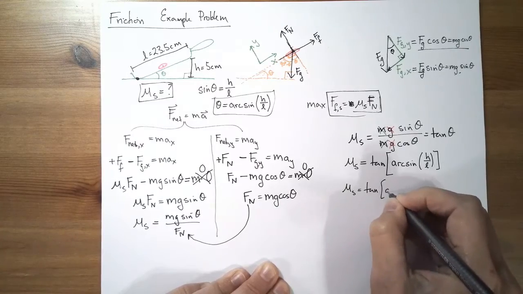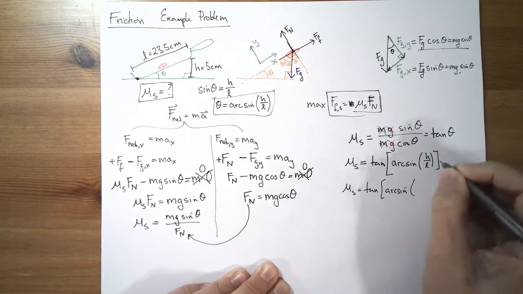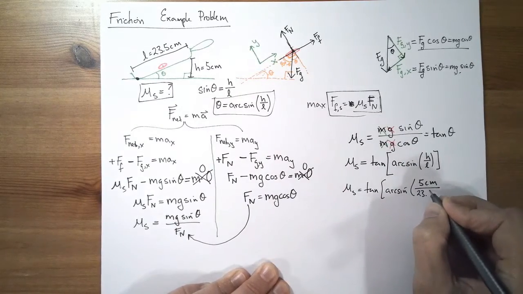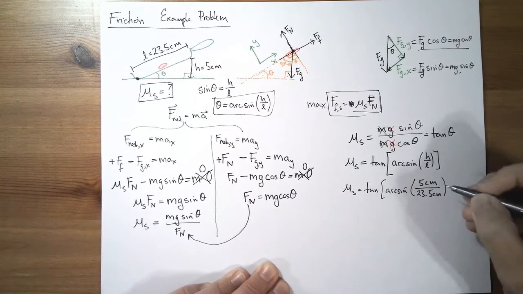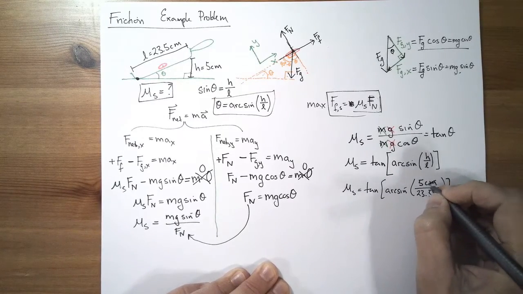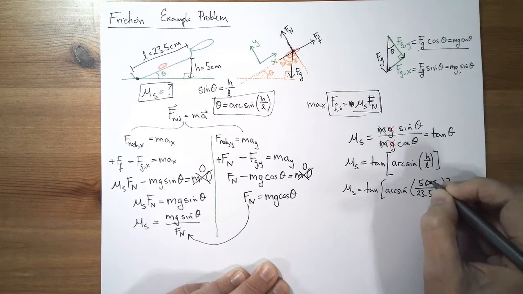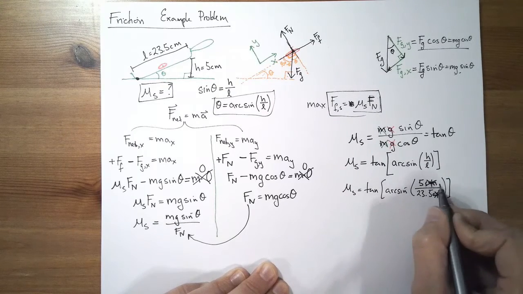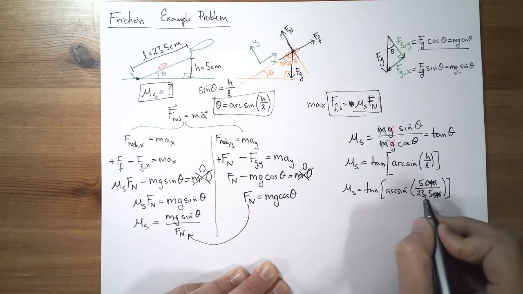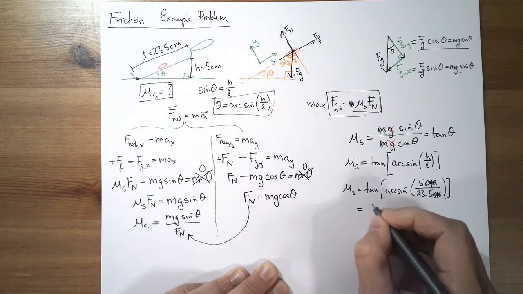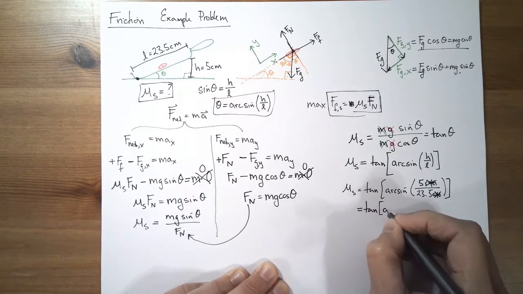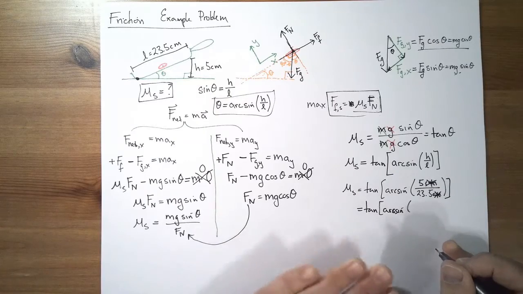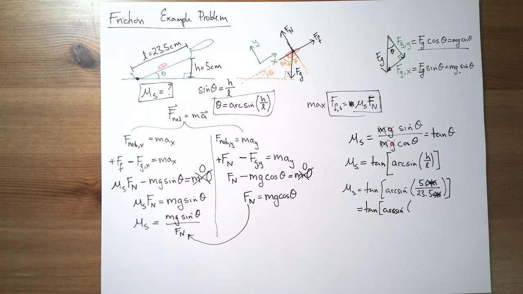So tangent of arc sine of h, which is 5 centimeters, over L, which is 23.5 centimeters. And we have centimeters over centimeters. Those units will cancel out. How nice. Because for the arc sine, just like for arc any trig function, you can't have units inside the argument. It's got to be unitless, or something has gone wrong. So tangent of arc sine 5 over 23.5. Get at our calculator.